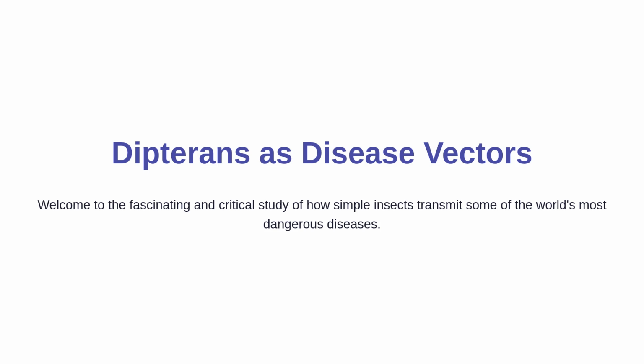Think of these insects as nature's dirty flying syringes, capable of picking up microscopic pathogens from one person and injecting them directly into the bloodstream of another. Today, we are going to explore how these tiny creatures operate as disease vectors, and more importantly, how we can use mathematics to predict and stop them.